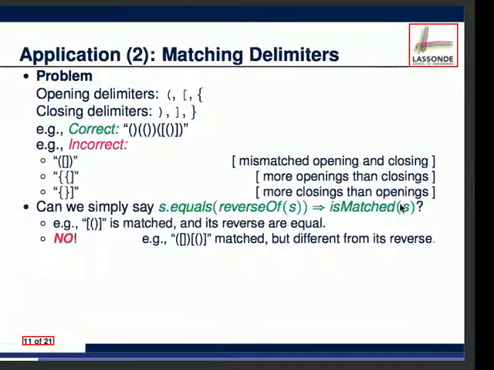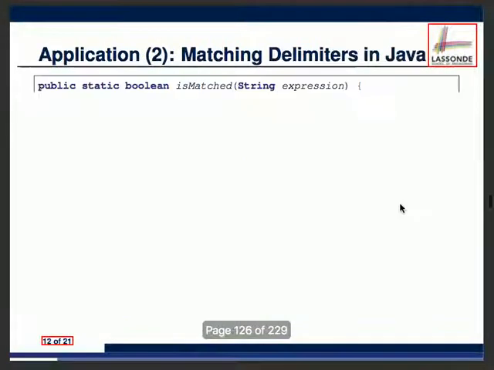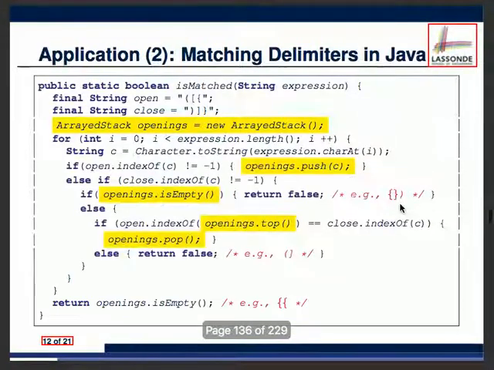Now, when you see the code, it reflects exactly what I just said. You can see open and close strings. All the source code is available on the course website. Read it, and then we're done with stacks and queues.